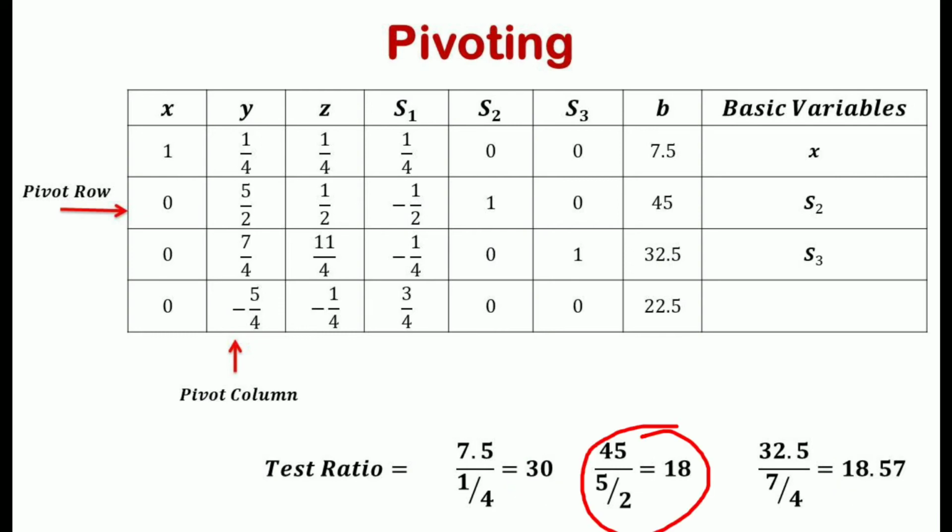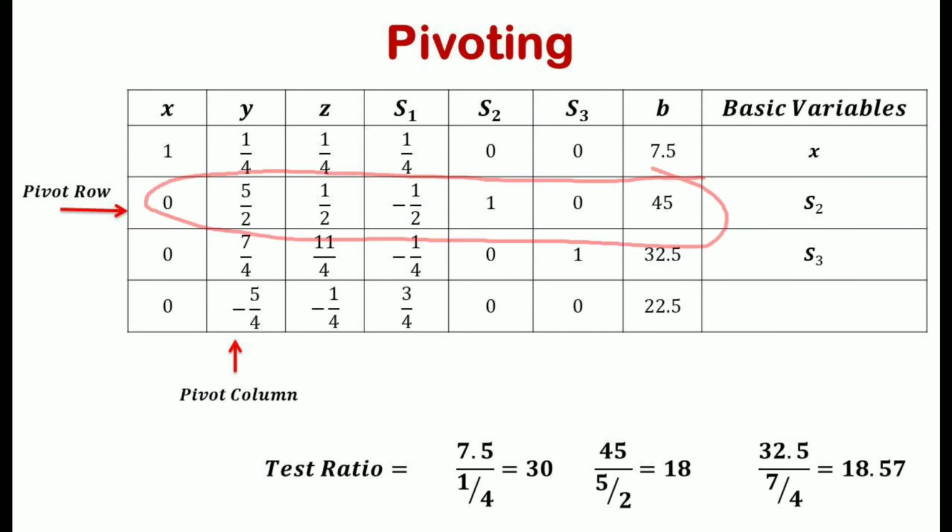So here the smallest non-negative value is 18. So it belongs to the second row. So the pivot row is considered as here the second row. So pivot row here is the second row.